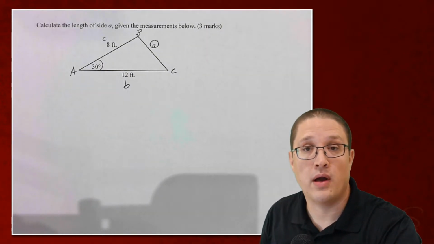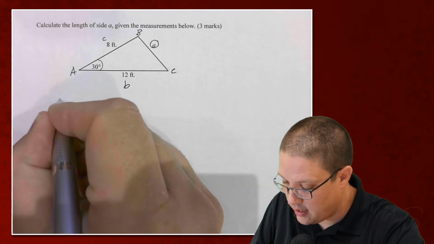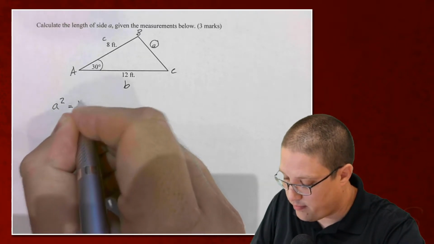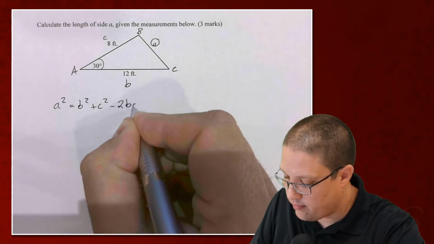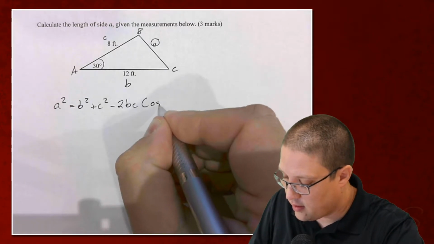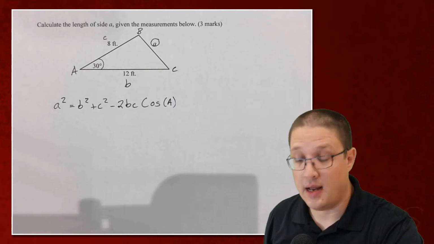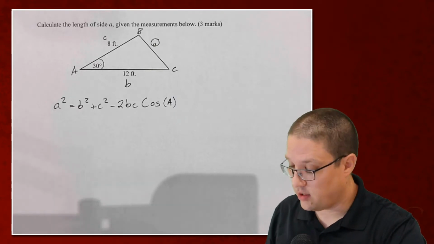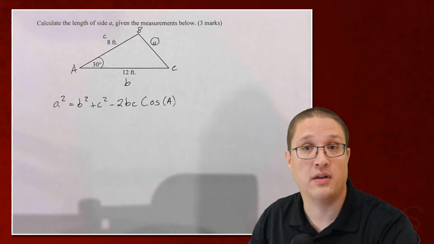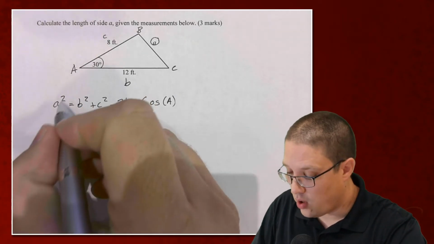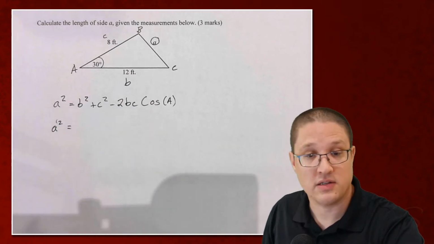Now let's start by writing our formula for cosine law. So cosine law is a squared equals b squared plus c squared minus 2bc times the cosine of A. Now, plugging things in, it's a good idea to write this formula out first because it helps you make sure that you plug things in correctly. As I'm substituting through this, I know that I'm looking for A. Don't forget the squared there.